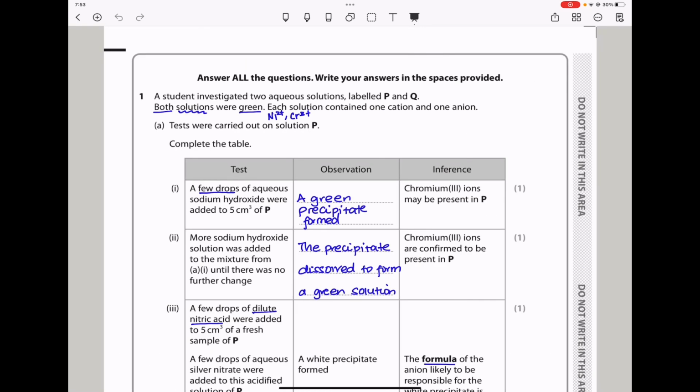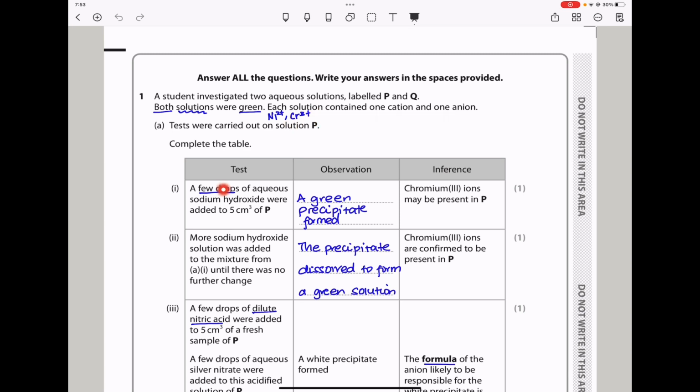Question 1. A student investigated two aqueous solutions labeled P and Q. Both solutions were green, and each solution contained one cation and one anion. Because the solutions were green, it could be nickel 2 plus or chromium 3 plus. So they say complete the table.